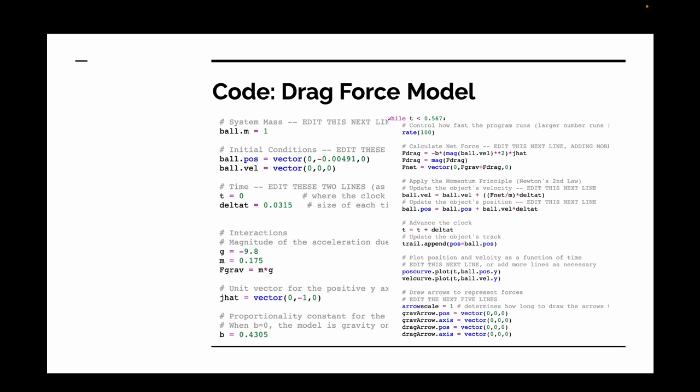For the drag force model, we have the same code for the force of gravity, as well as code to calculate the force of drag, which adjusts as velocity increases over time. And in this case, the F net will be the force of gravity plus the force of drag.